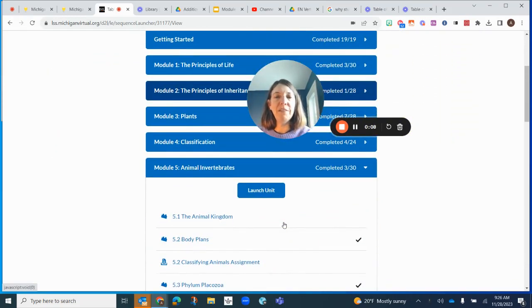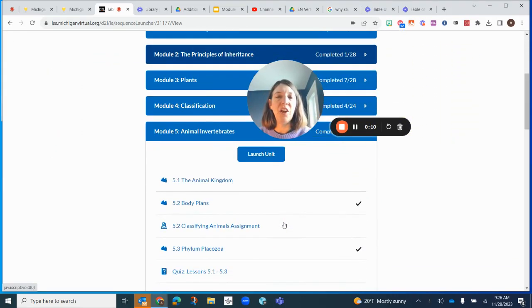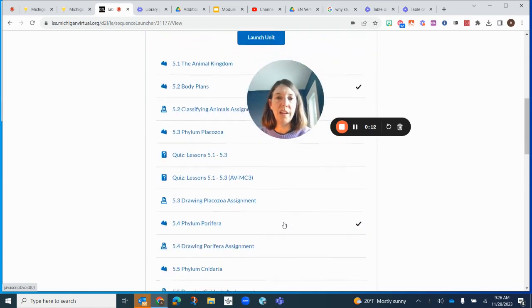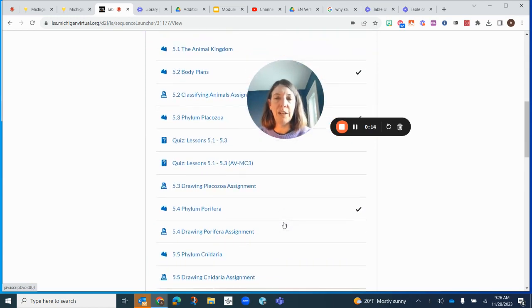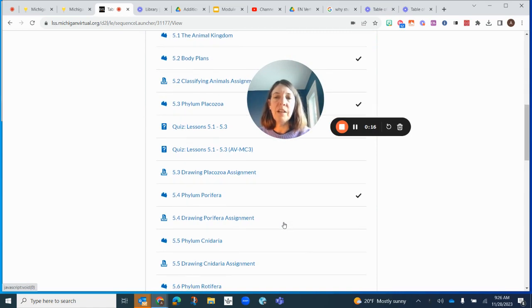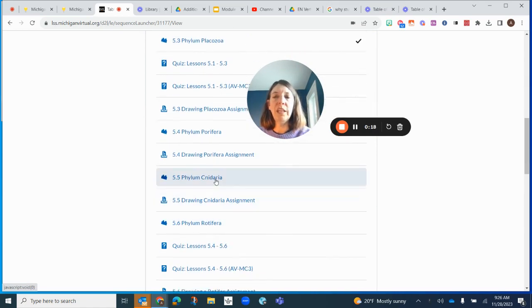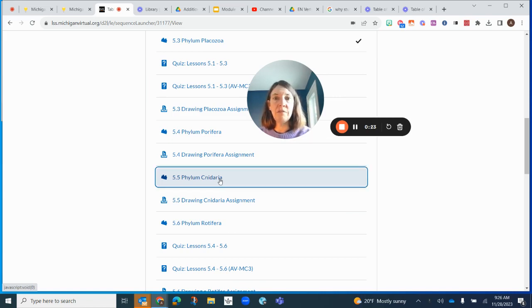We're in module 5 looking at animal invertebrates. A lot of this module is about drawing different phyla, or different animals which are invertebrates. The third one we're looking at is the phylum Cnidaria, an example of which is jellyfish. So we're going to go into the slide deck.